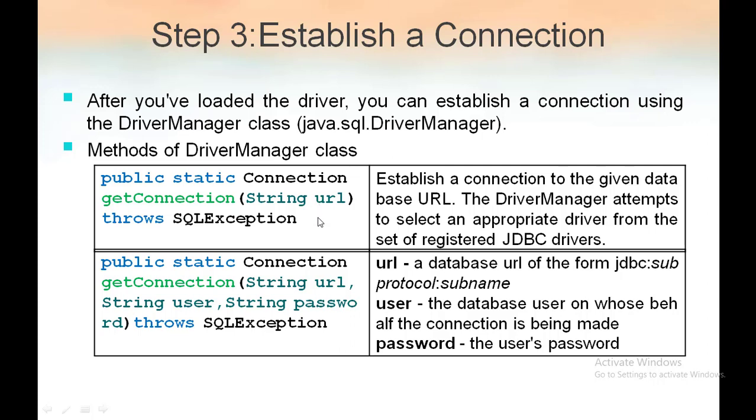This method is used to connect with a given database URL. This URL we are passing in this bracket. DriverManager attempts to select an appropriate driver from the set of registered JDBC drivers. DriverManager class is used to connect your Java application with correct JDBC driver.